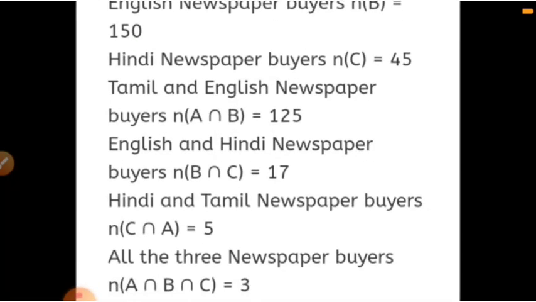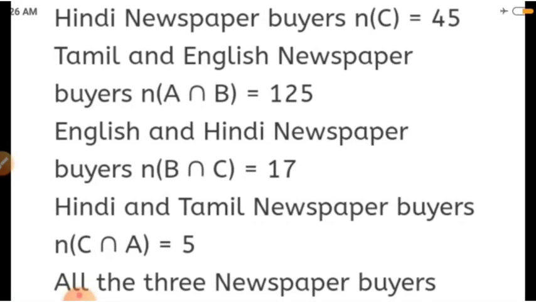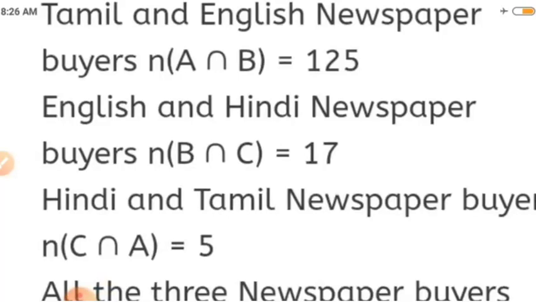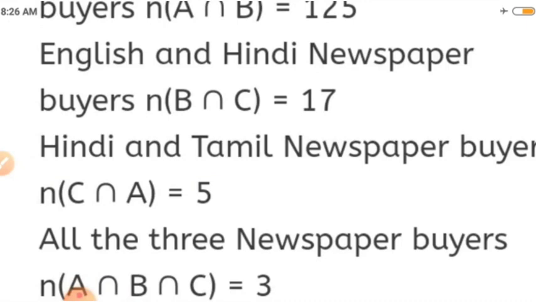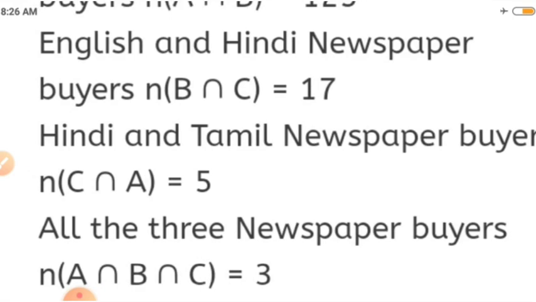Tamil and English newspapers: n(A ∩ B) = 125. English and Hindi newspapers: n(B ∩ C) = 17. Hindi and Tamil newspaper buyers: n(C ∩ A) = 5. All the 3 newspaper buyers: n(A ∩ B ∩ C) = 3.